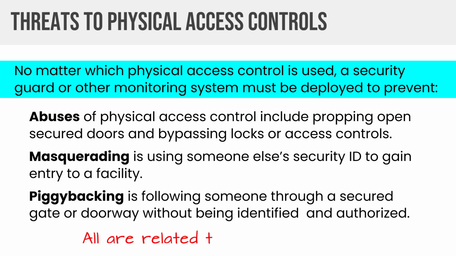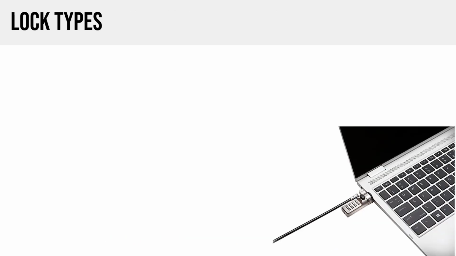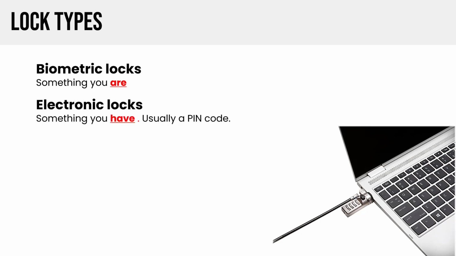Now, all of these are related to badged entry, and certainly we can look at advanced camera functionality to help with some of this, but a security guard is going to be a very reliable backup to spotting these sorts of abuses. The exam objectives call out 4 types of locks you should be familiar with, the first being biometric locks, so something you are, so something unique about your person or behaviors.